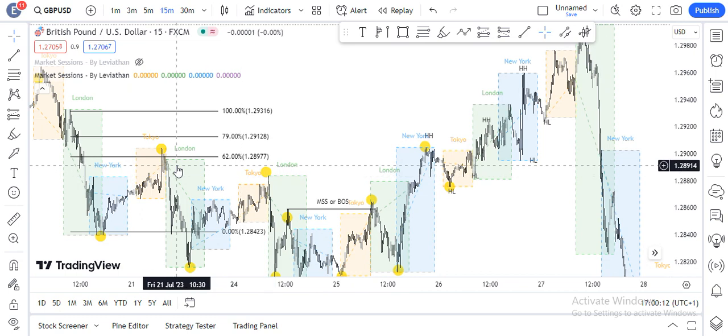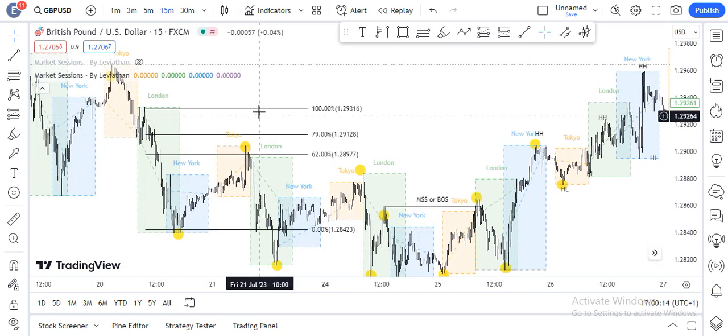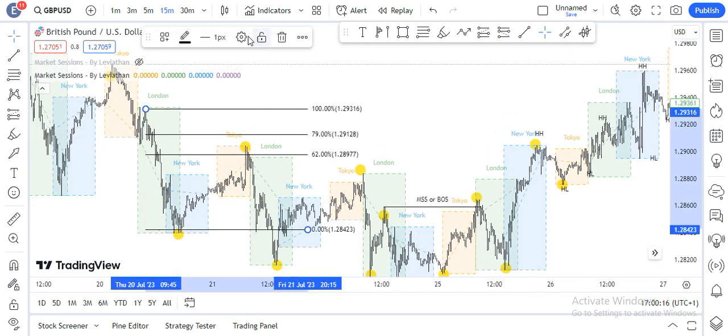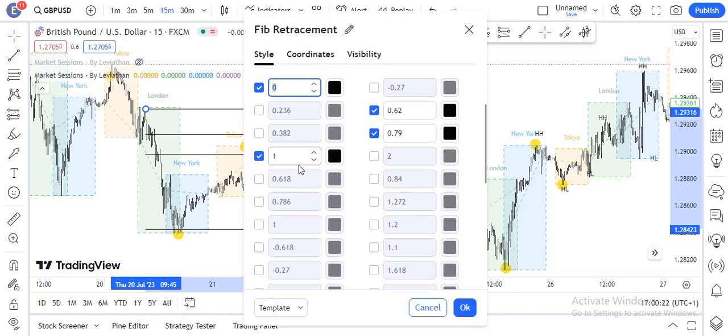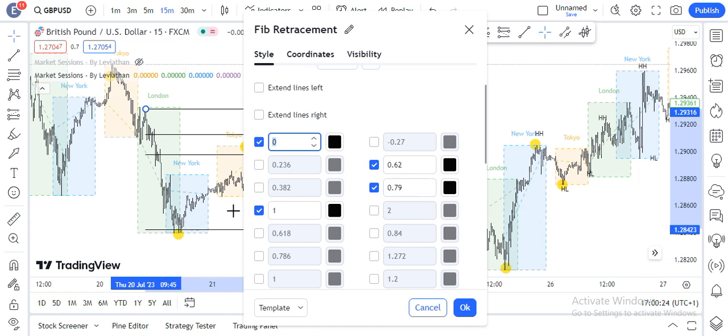When you draw the Fibonacci tool, you can click on the tool like this, and then you're going to see this settings thing. When you come to settings, these are all the settings I have for my Fibonacci. It's only 4 figures that are on: 0, 1, 62, and then 79. I don't use the Fib tool that much anymore because I've gotten to a point where I see most of these things with my eyes.